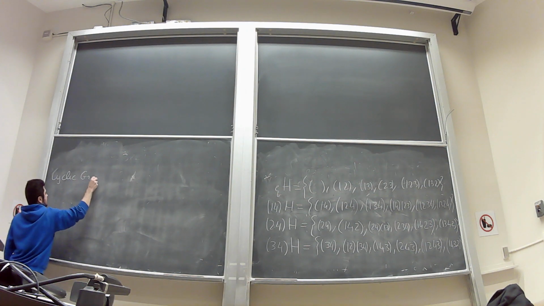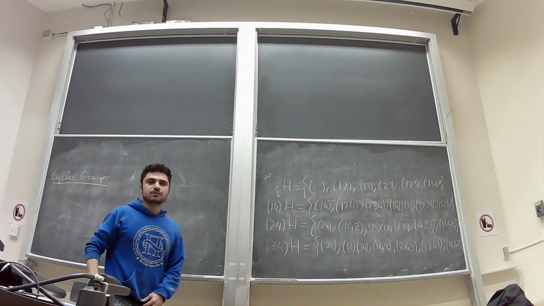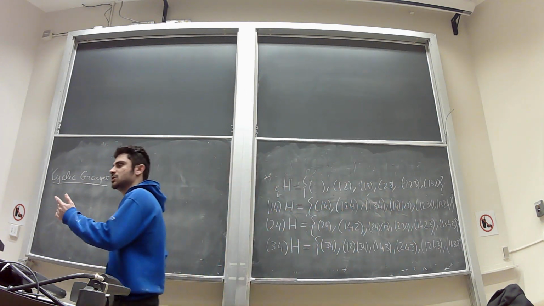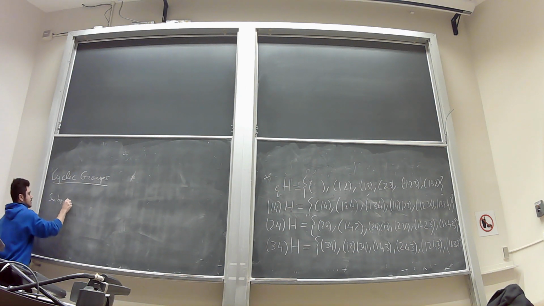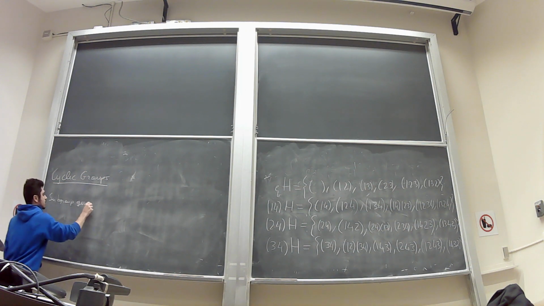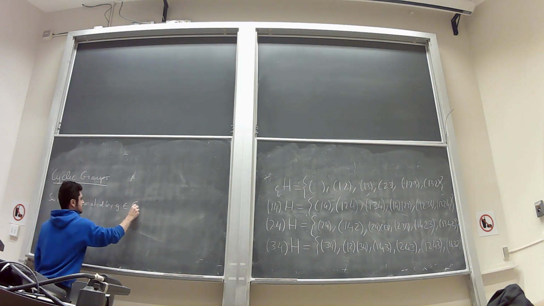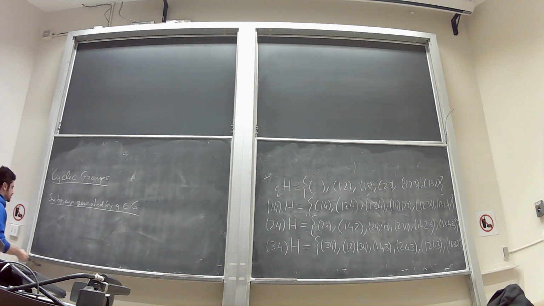Cyclic groups. Okay, this is the title of the section. Again, we have done almost everything that we need. So, the first part: the subgroup generated by g. This is the title of the big section. This is a small section.